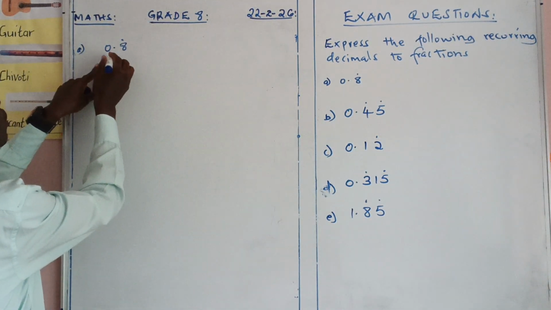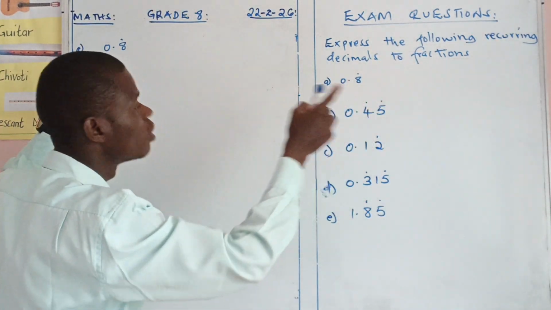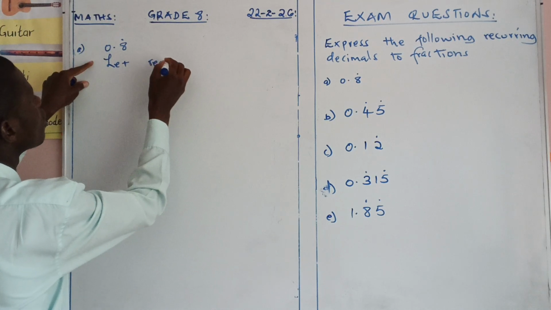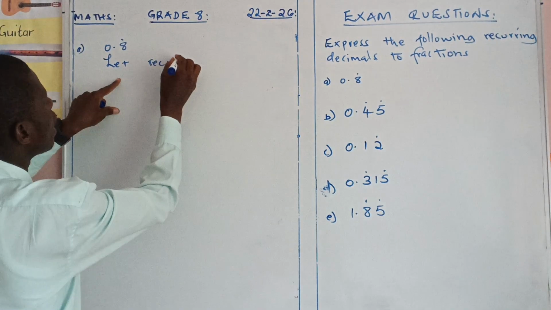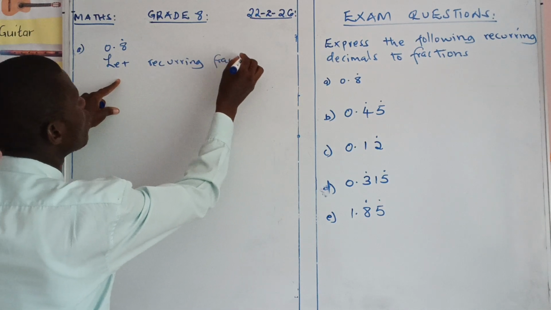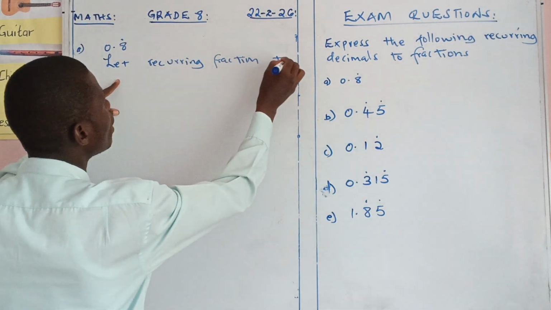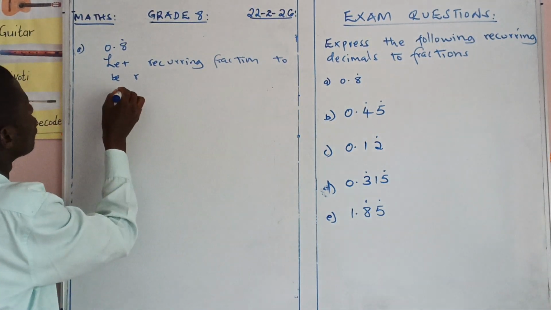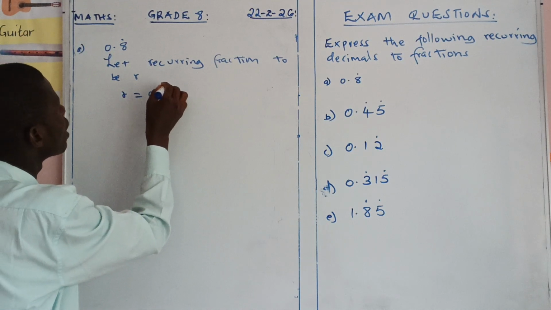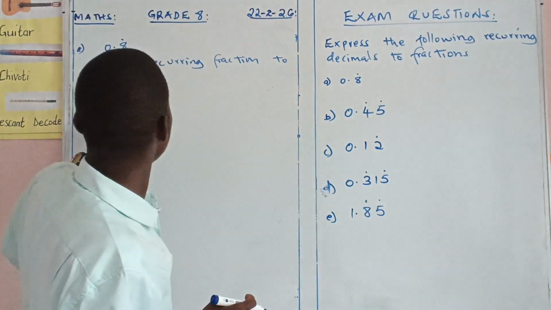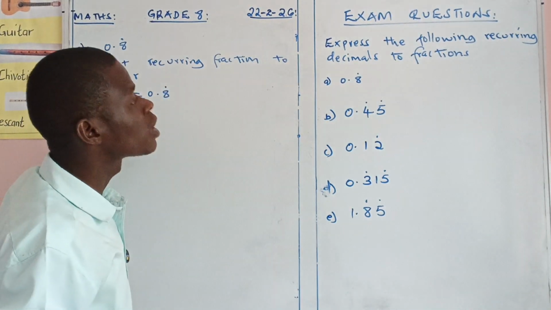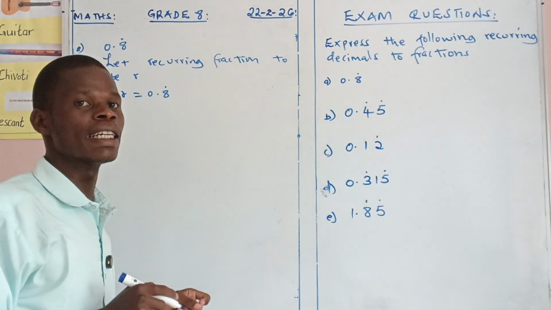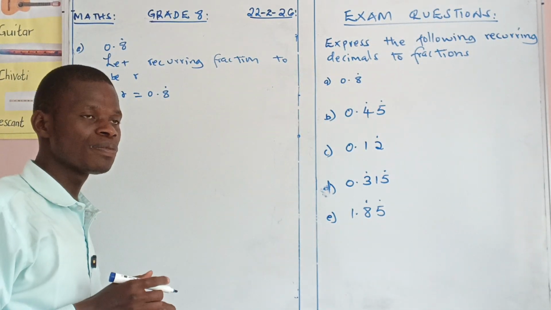Step 1, we say, let that recurring fraction, the fraction that we are searching for, be R. So that's the first step. R is equal to 0.8 recurring. This R represents the fraction that was converted to a decimal to give us 0.8 recurring. That's the first step. Are we together there?